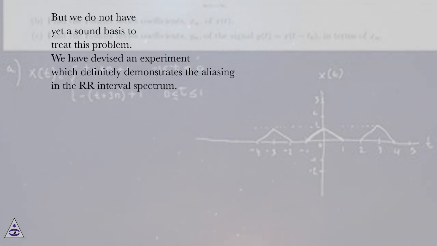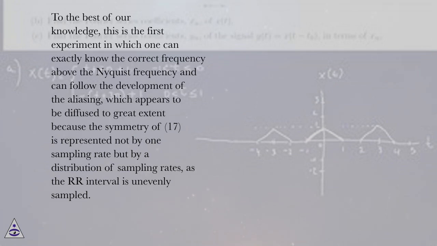We have devised an experiment which definitely demonstrates the aliasing in the RR interval spectrum. To the best of our knowledge, this is the first experiment in which one can exactly know the correct frequency above the Nyquist frequency and can follow the development of the aliasing, which appears to be diffused to great extent because the symmetry of 17 is represented not by one sampling rate but by a distribution of sampling rates, as the RR interval is unevenly sampled.